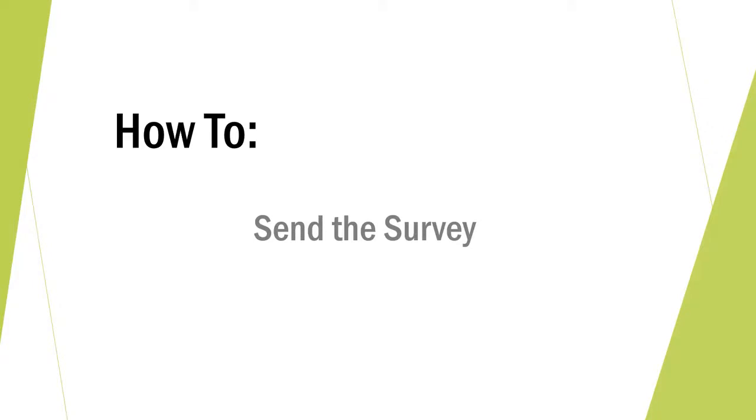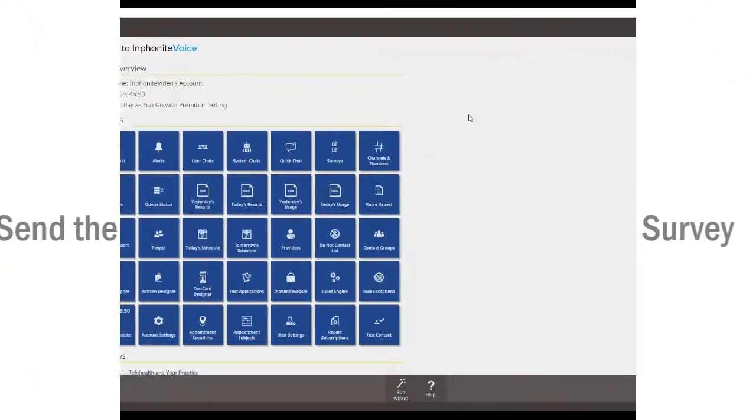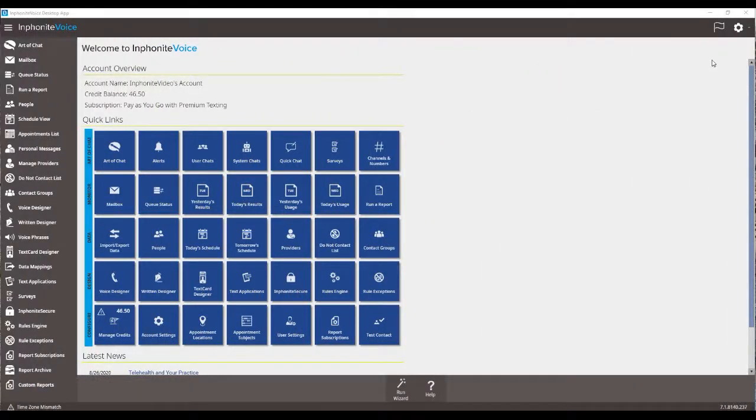This is part 3, sending the survey. By now you should have created your survey and set up the survey text message. However, if you have not, please check out part 1 and 2 in this video series. For this video, we are going to take the survey and text message you created and set up the rules to send those messages out.